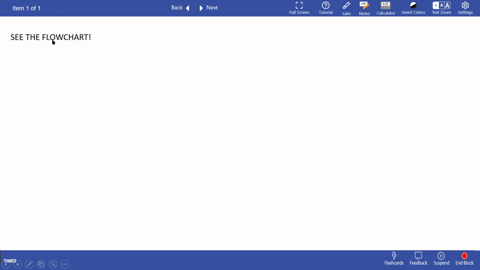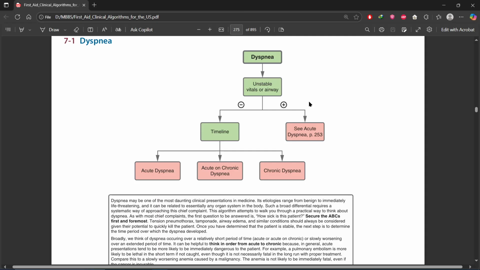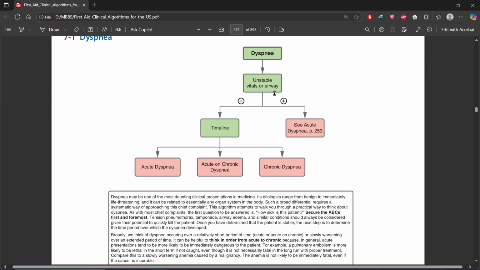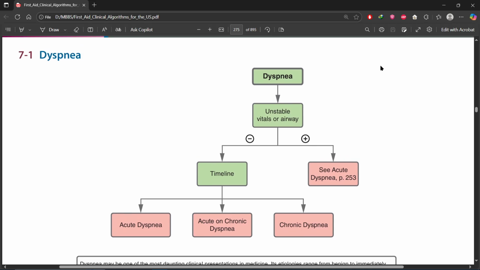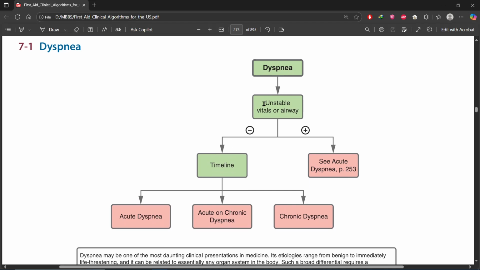So let's see the diagnostic flowchart. Dyspnea is approached as follows: firstly, we have to understand, whenever dyspnea is presenting, is the patient unstable or is he stable? Do we have to manage him according to the stability of his symptoms? If his vital signs are stable, then there is a different path that we go towards. And if the vital signs are unstable, then there is obviously a different path that we go towards.